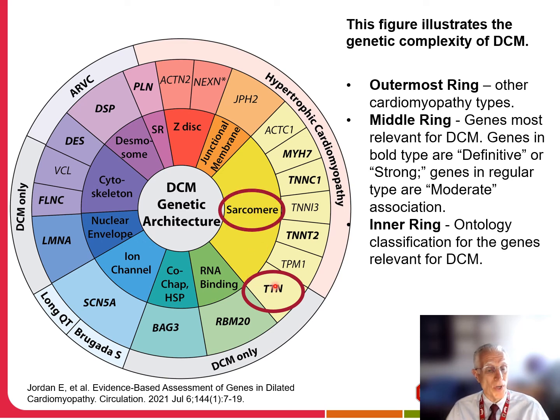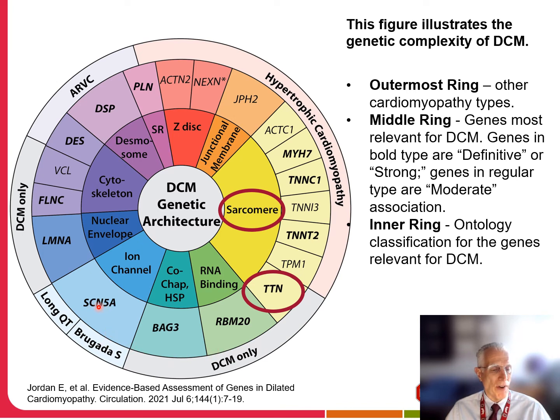And so Titin is a sarcomere gene, but you can see these other sarcomere genes that are also highly relevant for dilated cardiomyopathy. And again, they tend to present with very similar clinical findings and such. Some of these other genes also really present with DCM only. You can't necessarily tell what the mutation is by people walking through the door that have a genetic cardiomyopathy.